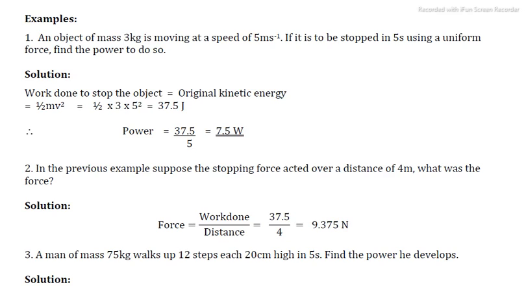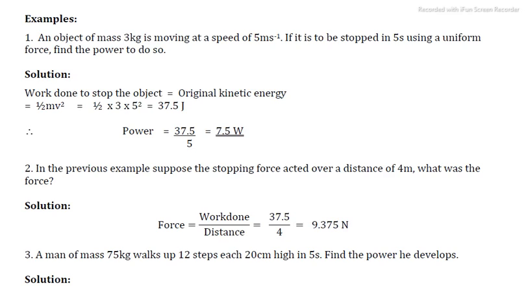We are already given time in the question. We have mass and speed, but the work done to stop this object is equivalent to its kinetic energy, and therefore that work done is equal to half mv squared, which gives us 37.5 joules. Then to get power, we divide this by 5, and we shall have our power as 7.5 watts.